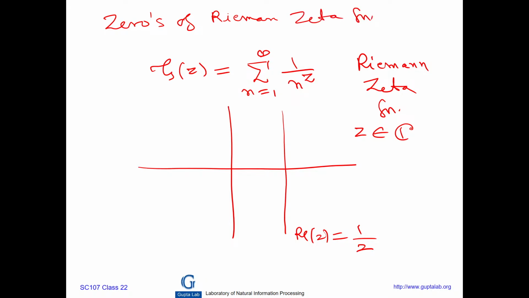Zeros, समझ गए ना? Zeros. So if z is a 0, I mean if कोई दूसरा नंबर ले लो, z is equal to z0 is a 0, so it means zeta of z0 should be 0, right? What are the values of complex number for which this function is 0? This is an open problem.